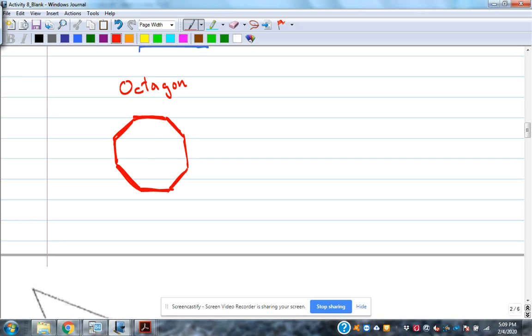Regular means all the sides are the same length. But octagon, you just got 8 sides. That's all it means. It doesn't necessarily mean that all sides have to be the same. But if you say regular octagon, you're talking about a stop sign. It's a regular octagon.